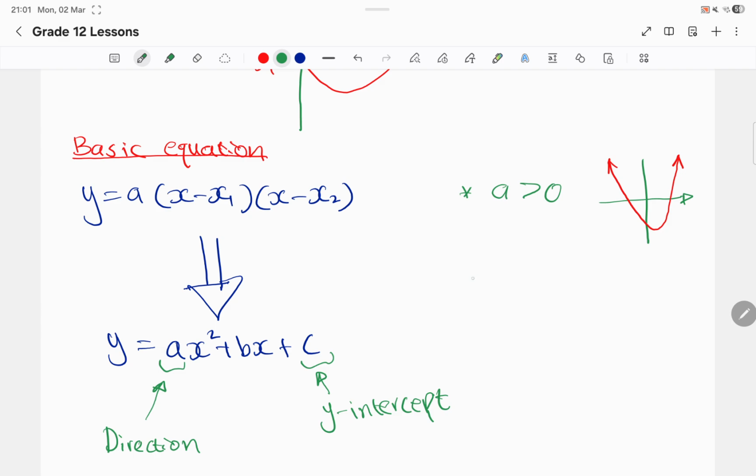If the value of a is less than 0, or negative, your graph would be sitting like this. It comes from negative infinity and turns back to negative infinity. This is how it looks. This is your x, and that's your y. So this is the basic function, the basic equation.